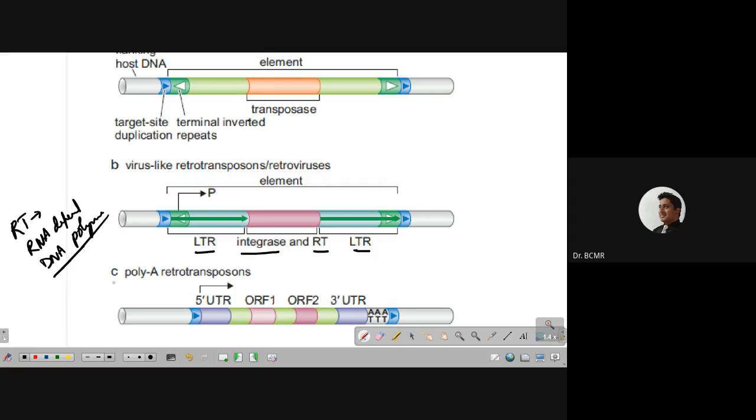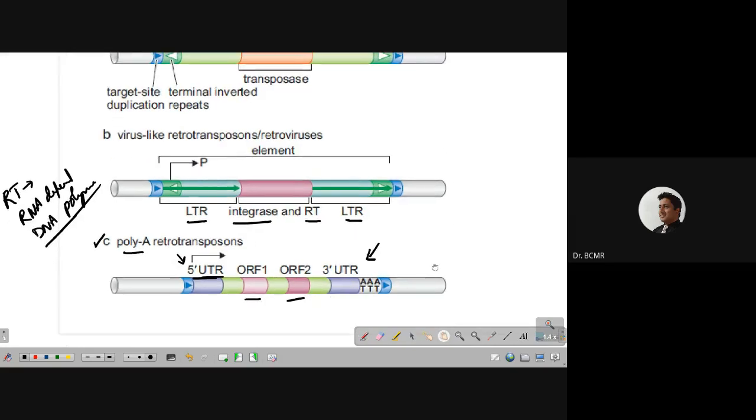There is one more, the third category, called poly-A retrotransposons. It has two open reading frames, ORF1 and ORF2, and there is a 5' UTR. UTR stands for untranslated region, and because it's on the 5' side, you call it 5' UTR, and the downstream one is called 3' UTR. The difference is that there is a poly-A tail. That means numerous adenines are present here. Here it's only shown as 3, but it can be up to hundreds. Okay, so this is what it has, and this poly-A tail is important for integration.